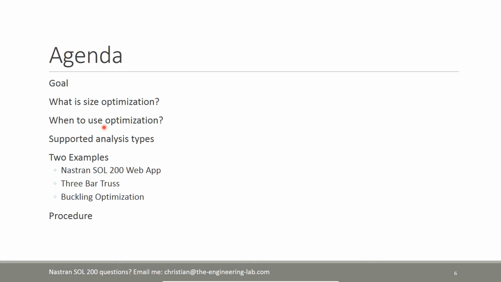I'll then have some comments regarding when to use optimization. I know many of you are in the aerospace industry, so you might be asking, when can I use size optimization? I'll go over the supported analysis types. It's very likely you are performing a solution 101, 103, or 105, or any other solution type with Nastran. You might want to know which solution types are applicable for optimization. And then I have 2 examples that are relevant to the aerospace industry, and I'll show you the step-by-step process to perform these optimization examples with Nastran.